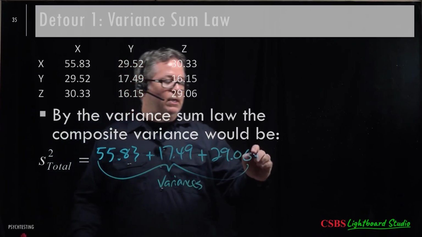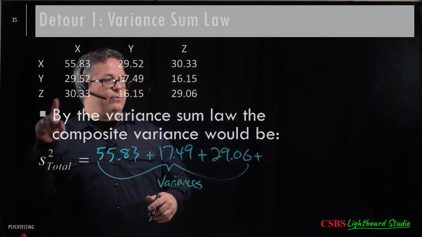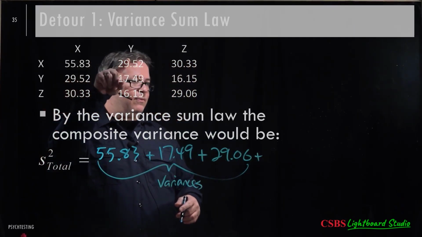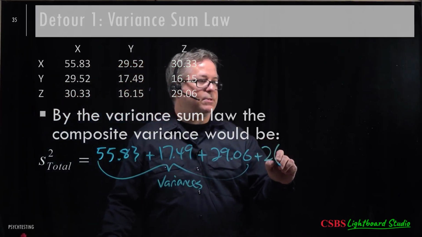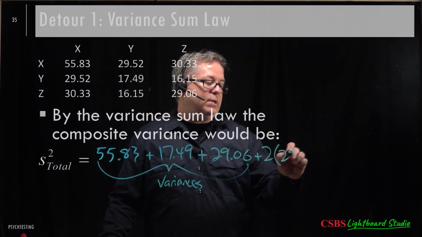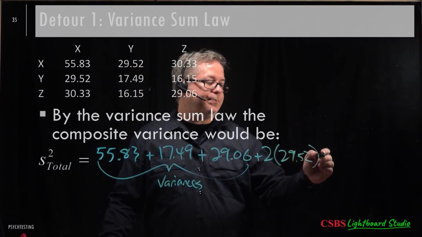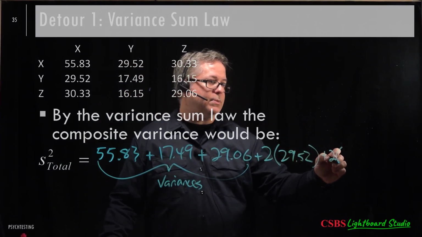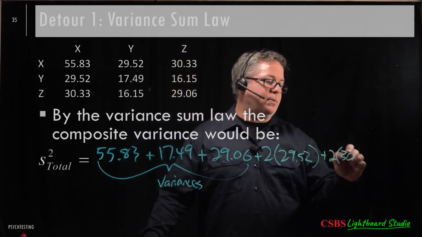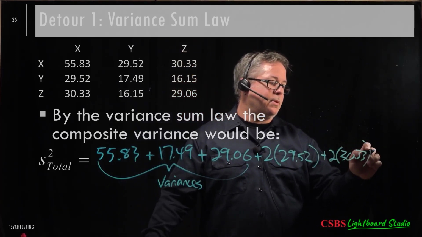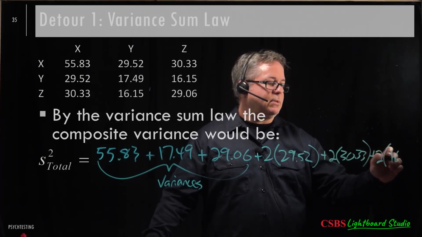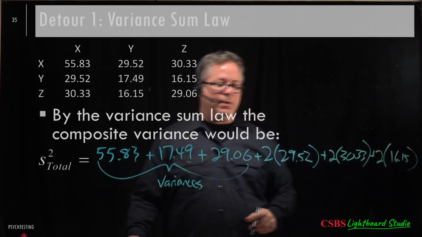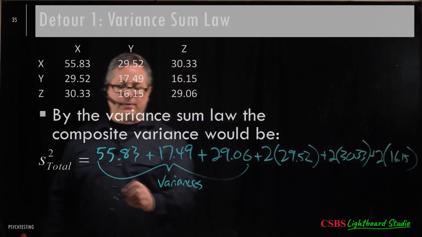So now I need to add up the covariances. I can either add up 29.52 plus 29.52 and 30.33, but I can just say, all right, I want 2 times 29.52 plus 2 times 30.33 plus 2 times 16.15. If I add all that up, what I would get is my total variance.